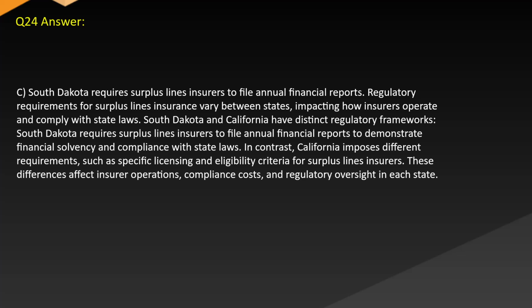Regulatory requirements for surplus lines insurance vary between states, impacting how insurers operate and comply with state laws. South Dakota and California have distinct regulatory frameworks. South Dakota requires surplus lines insurers to file annual financial reports to demonstrate financial solvency and compliance with state laws. In contrast, California imposes different requirements, such as specific licensing and eligibility criteria for surplus lines insurers. These differences affect insurer operations, compliance costs, and regulatory oversight in each state.